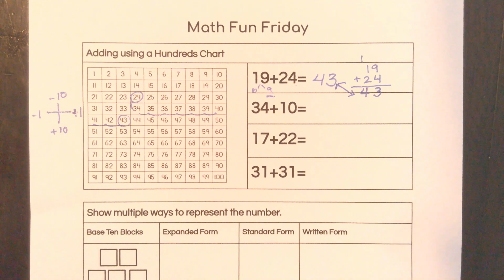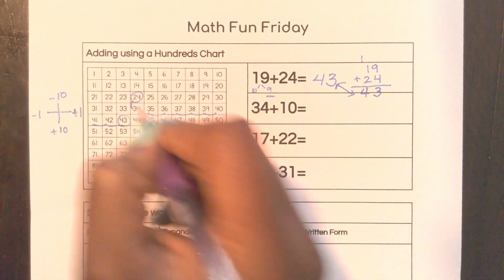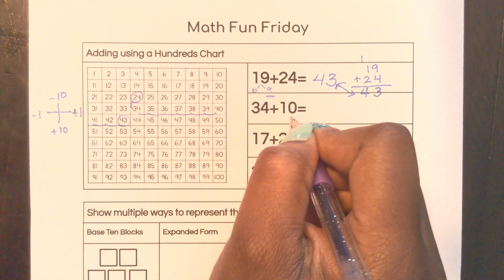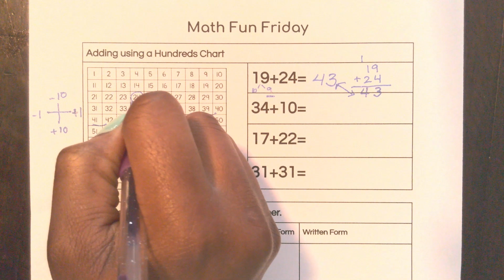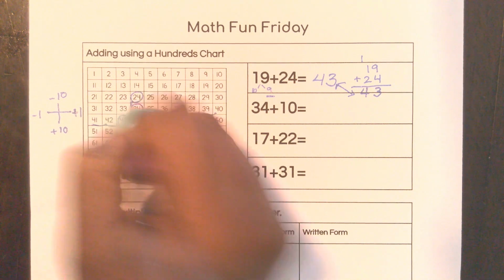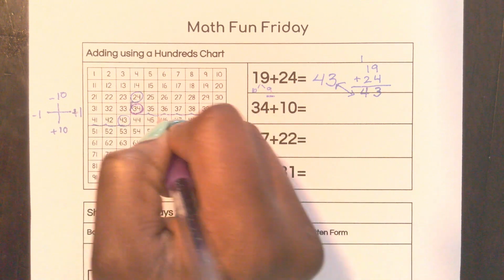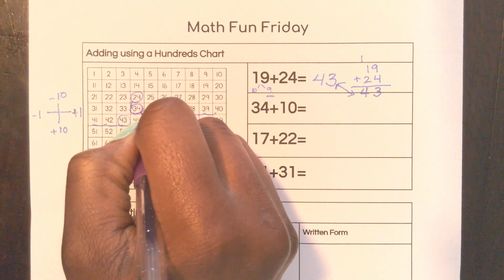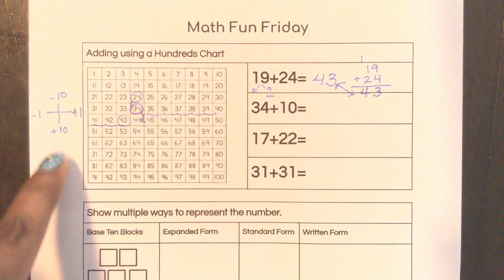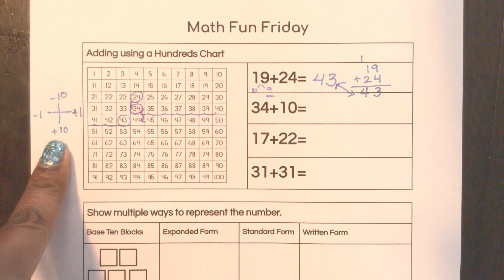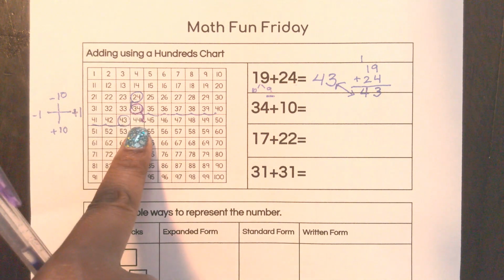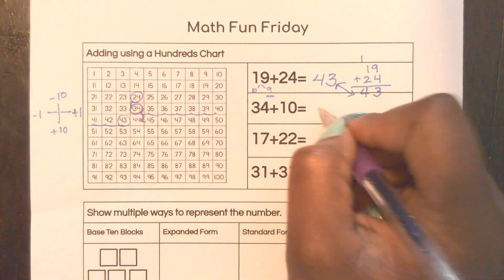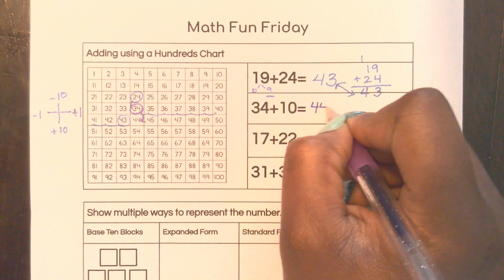So I'm going to change my color for the next to purple. So here I have 34 plus 10. Well, this is the 34 we used before, and I just want to go down right here because adding 10, I just go down on my 100 chart. So that would give me 44.